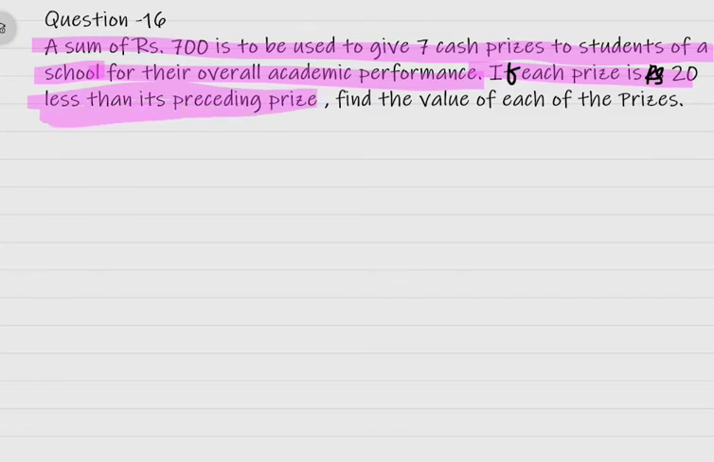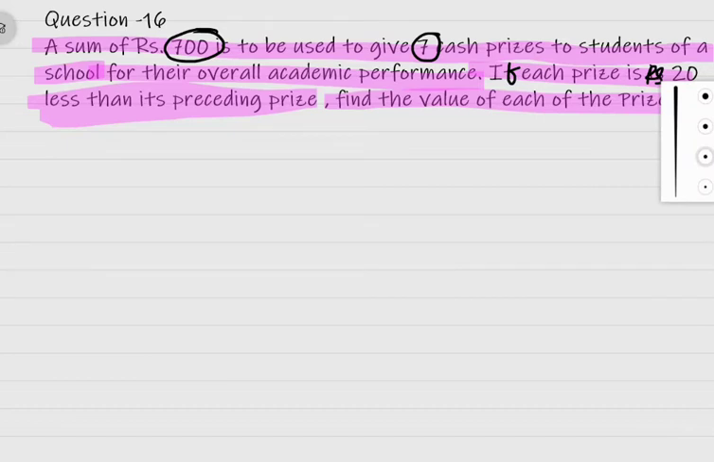Suppose the first prize is A, then the second prize will be A minus 20. The third prize will be A minus 20 minus 20. So you have to find the value of each of the prizes. Now see, you know the total amount. Total amount is rupees 700. The number of prizes is 7 and each prize is decreasing by 20. Suppose the first prize is A, the second prize will be A minus 20, the third prize will be A minus 40, like this. So let us see how we can solve this particular question.